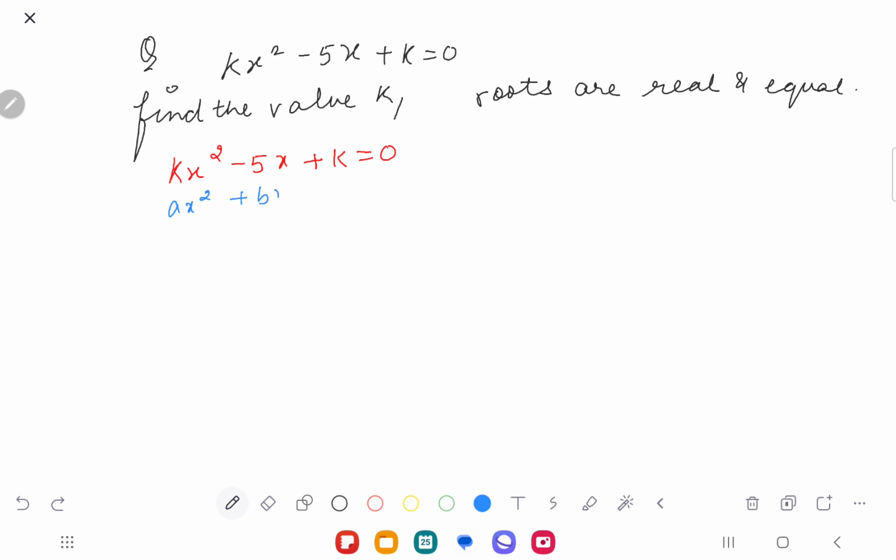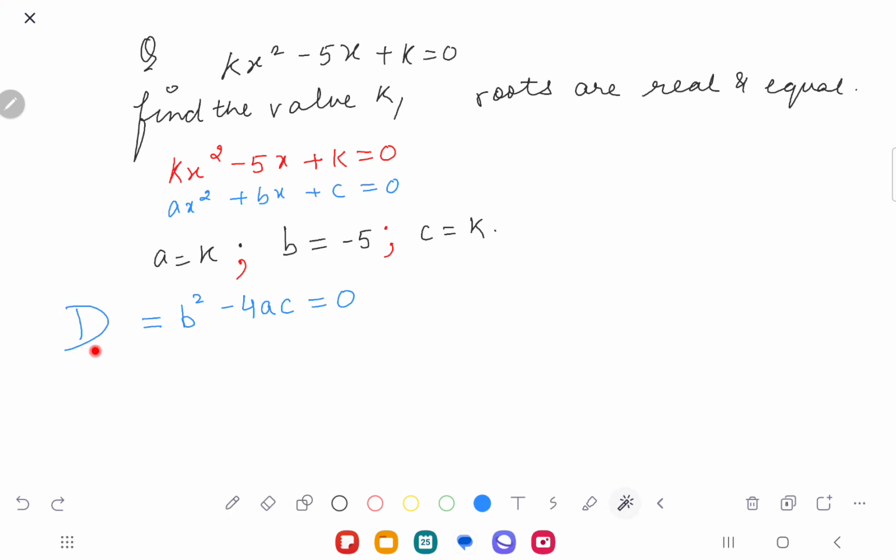So you will have ax square plus bx plus c equals to 0. When you compare, you get a as equals to k, b as equals to minus 5, and c as equals to k. I hope you're understanding. And when you put in the values, you will have b square minus 4ac equals to 0, because that's my discriminant, which decides what kind of roots I will have. And discriminant being 0 means real and equal roots. Yes or no? I hope you're understanding.